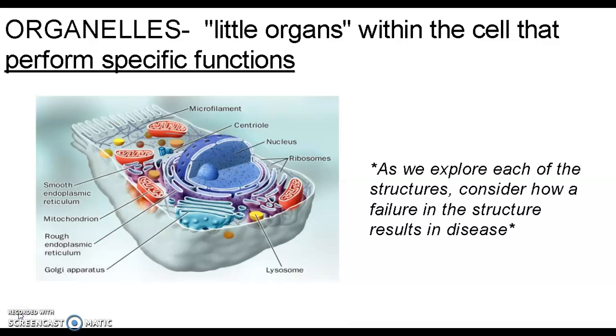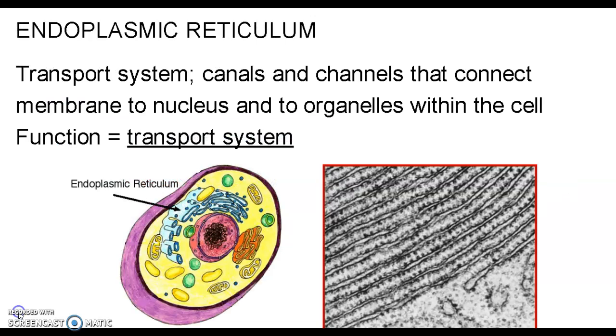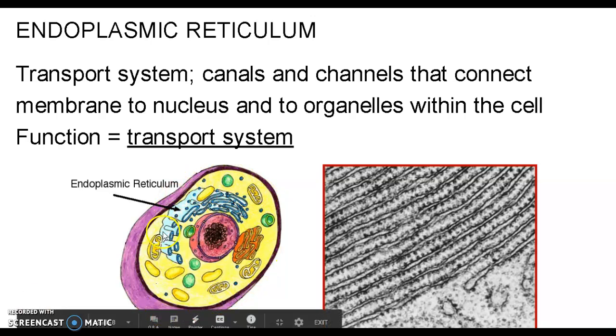Organelles are little organs within the cell that perform specific functions. So first we have the endoplasmic reticulum. It is a transport system. It's full of canals and channels that connect the membrane to the nucleus and to other organelles within the cell, and its function is for transport. It transports items in and around the cell.